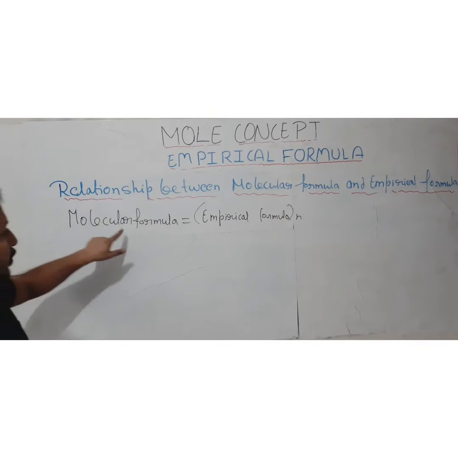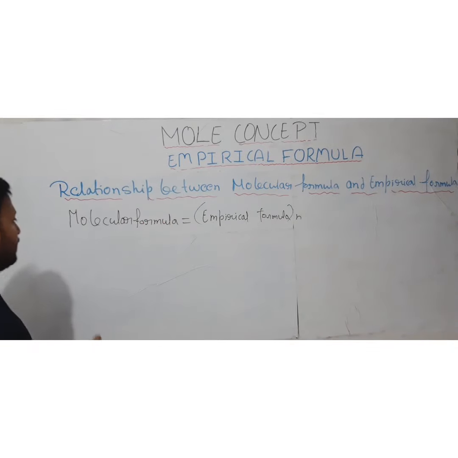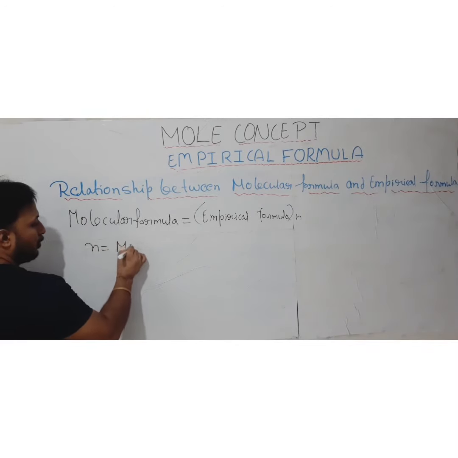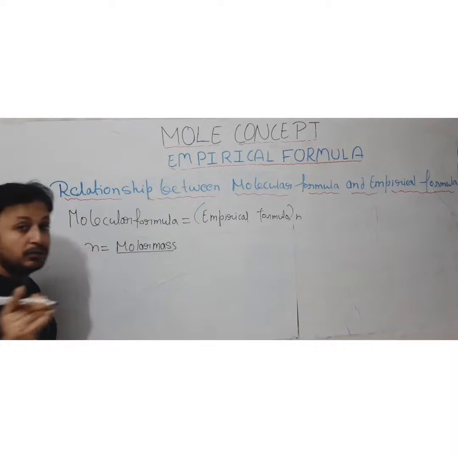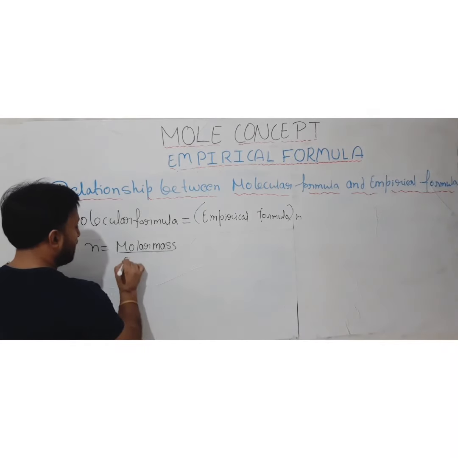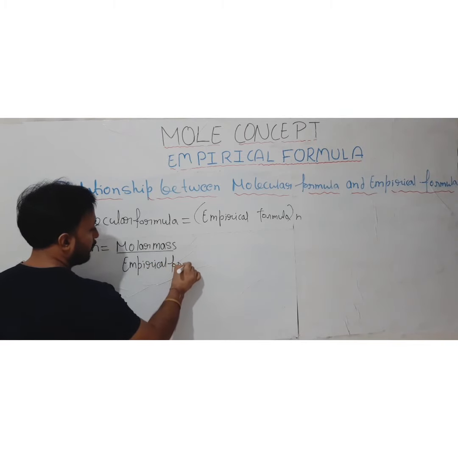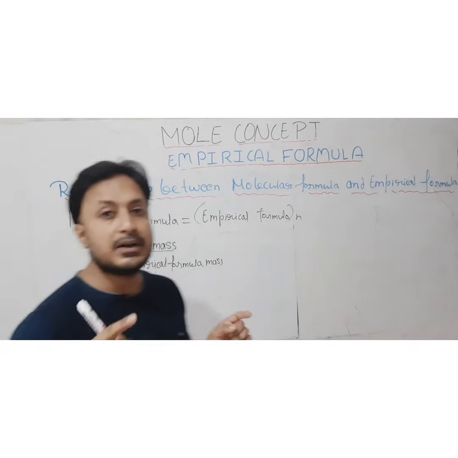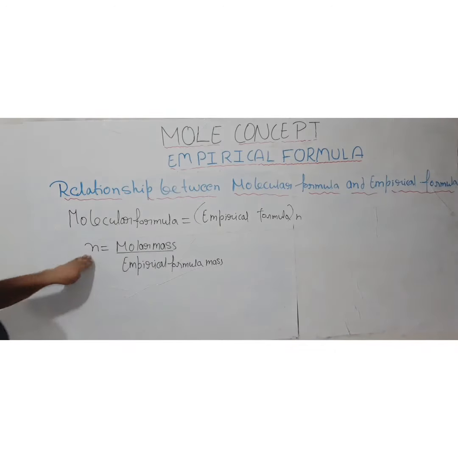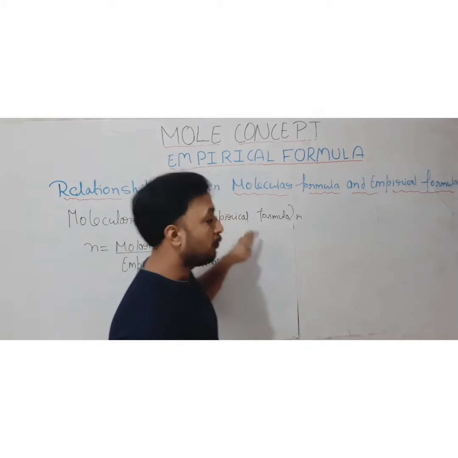The molecular formula is equivalent to the empirical formula of the compound multiplied by a whole number n. Now what is this small n? This small n is a ratio of the molar mass of the substance whose empirical formula we are finding to the empirical formula mass. If the molar mass of the substance is divided by the empirical formula mass, then we can find the value of n, and using this n you can put the value here and find the molecular formula of the compound.